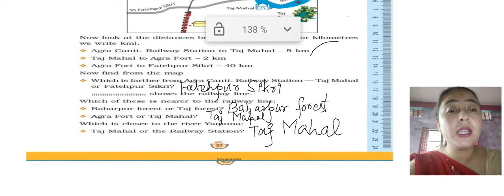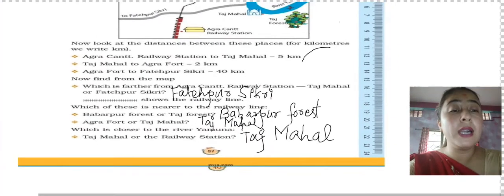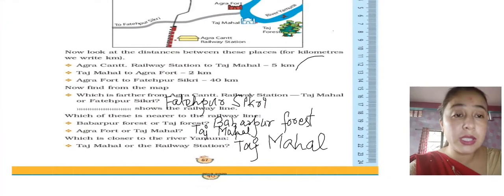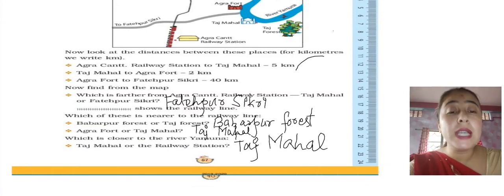Let me tell you again. Which is farther from Agra Cant railway station, Taj Mahal or Fatehpur Sikri? The answer is Fatehpur Sikri because it is 40 kilometers away. Next, which of these is nearer to the railway line, Barbarpur Forest or Taj Forest? The answer is Barbarpur Forest. Third, Agra Fort or Taj Mahal? The answer is Taj Mahal. And the last, which is closer to river Yamuna, Taj Mahal or railway station? The answer is Taj Mahal. So I hope it is clear to you all.